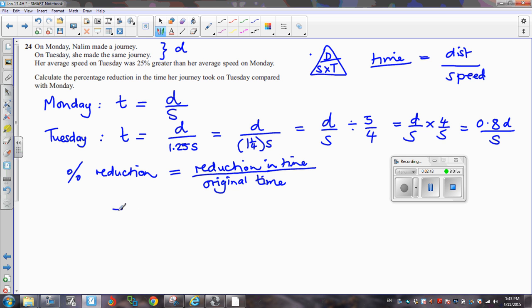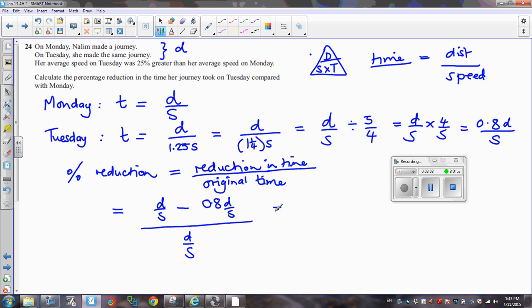Okay, so let's have a look. The reduction in time, well obviously she's done it quicker on Tuesday, so I'm going to do the Monday time, which is D over S, take away the Tuesday time, which is 0.8 D over S. Worry about that in a minute. Now the original time was the time that it took her on Monday, and that is D over S.